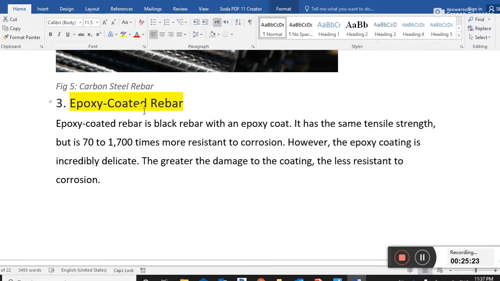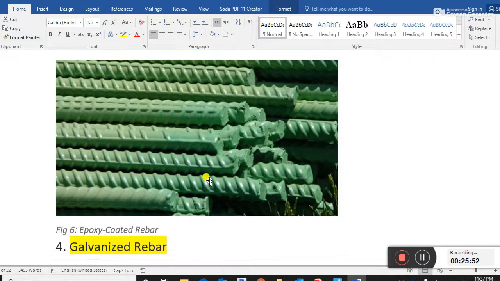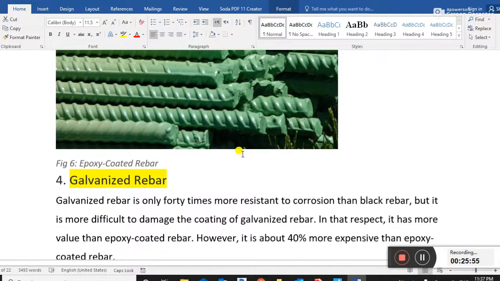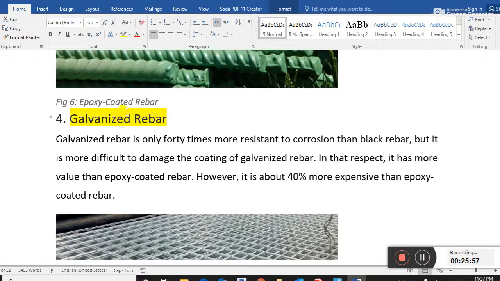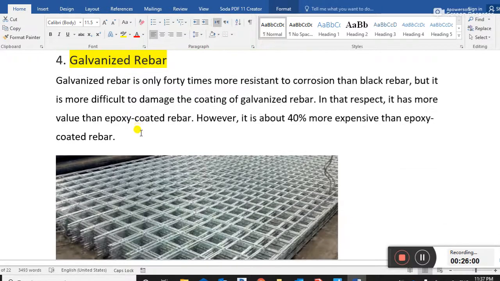Guys, epoxy coated rebars. Epoxy coated rebar is black rebar with an epoxy coat. It has the same tensile strength but 70 to 1700 times more resistance to corrosion, guys. However, the epoxy coating is incredibly delicate. The greater the damage to the coating, the less resistance to corrosion. Guys, this is epoxy coated reinforcement bars. Epoxy coated rebars, galvanized rebars.